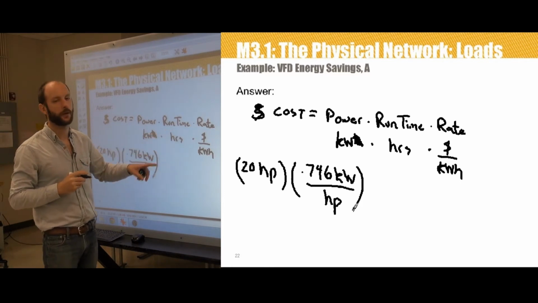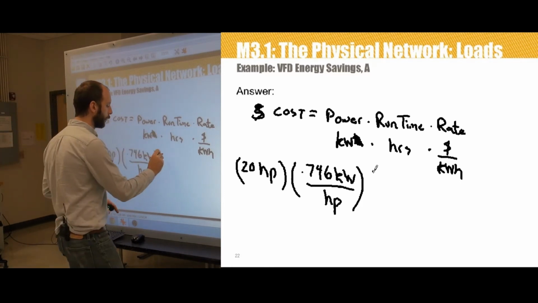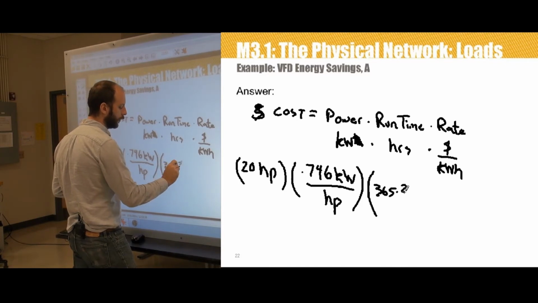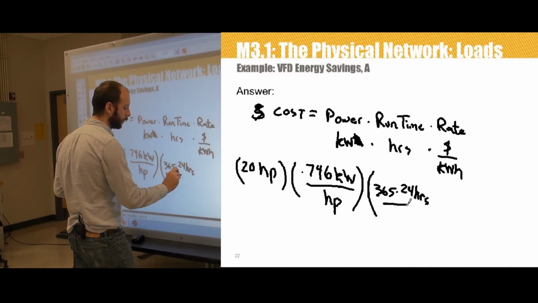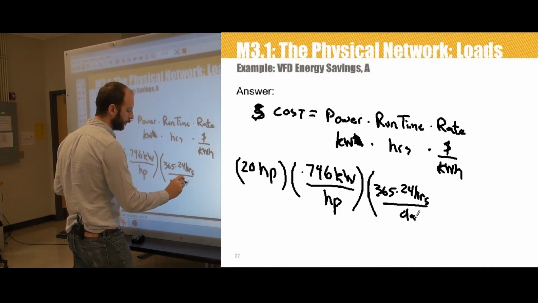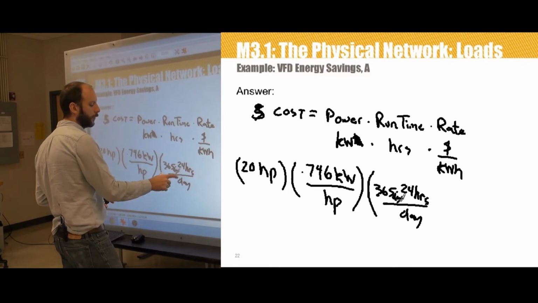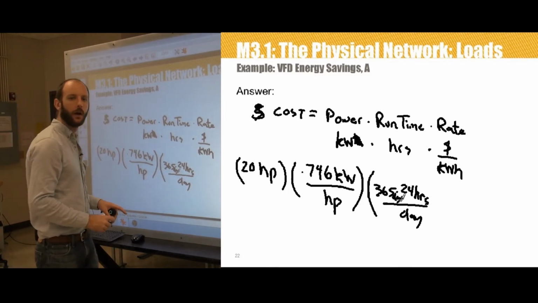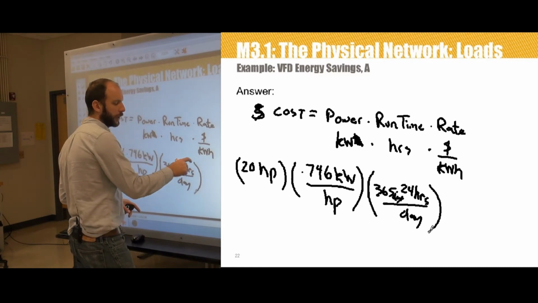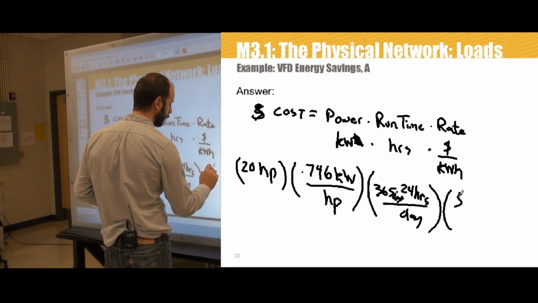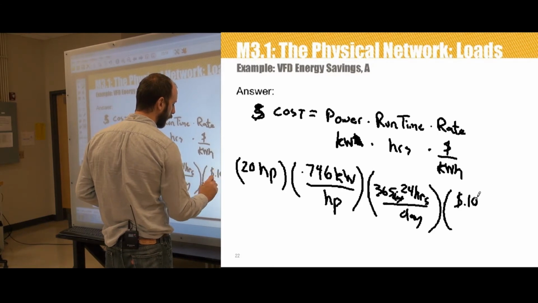We then need to multiply by the runtime in hours. We say we had 365 days, and there are 24 hours in a day. So we're converting 1 year into hours. Then we were specified a cost of 10 cents a kilowatt hour. So we just multiply that by 10 cents, or $0.1.